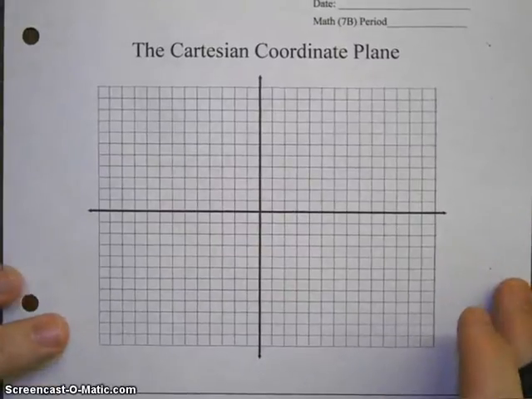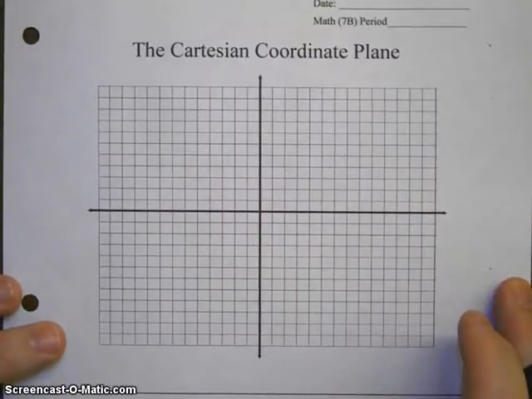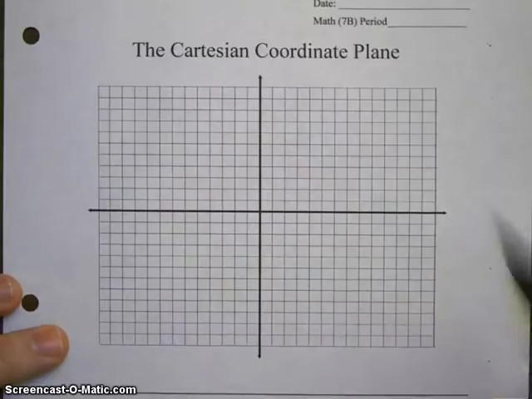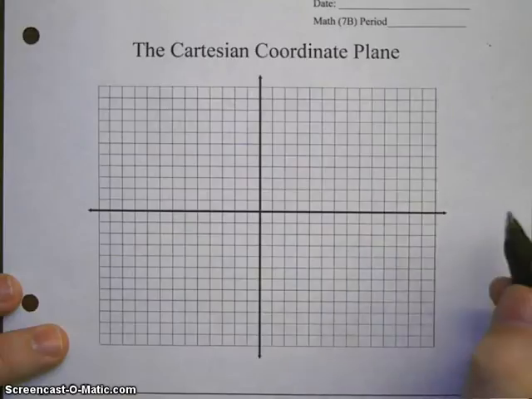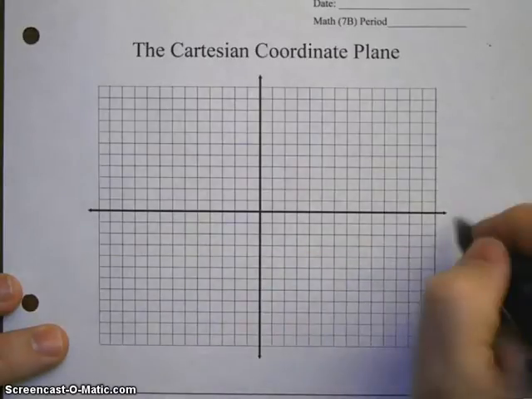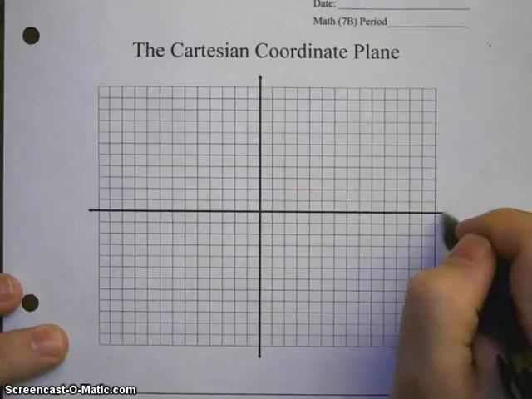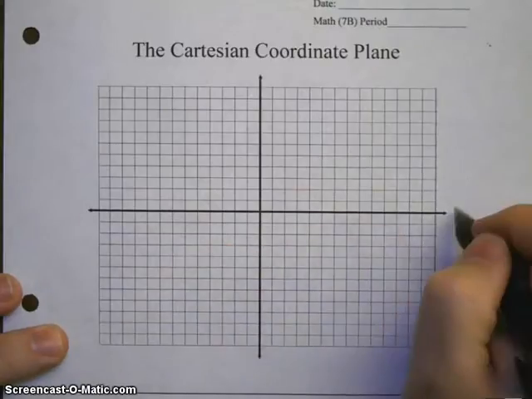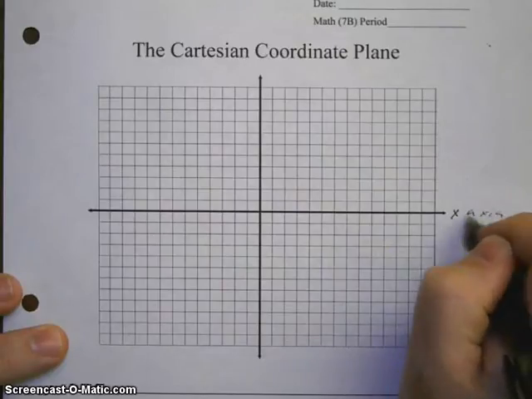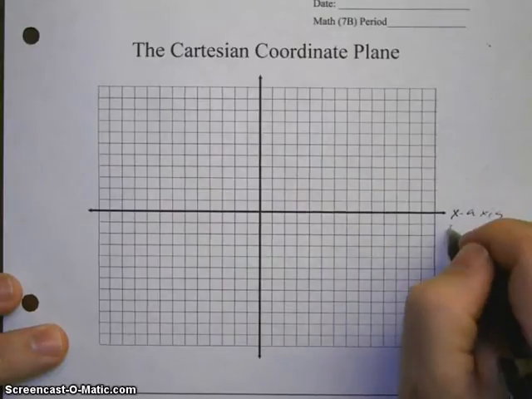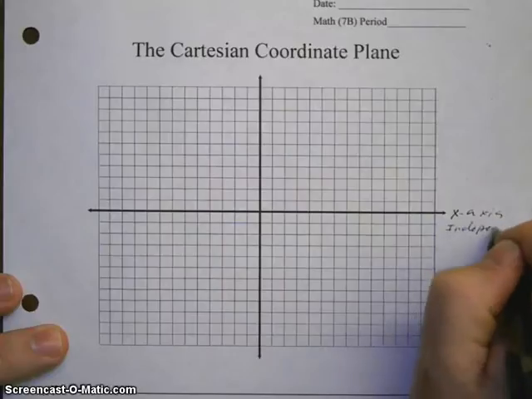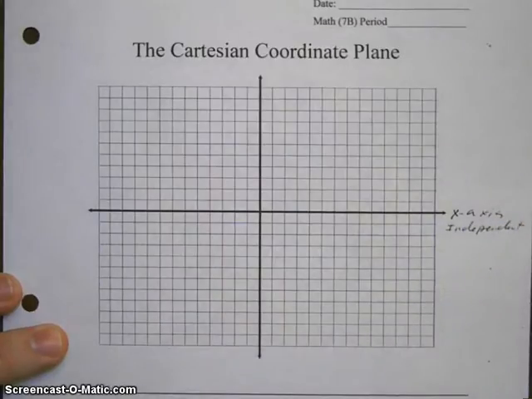Okay, today we're going to talk about the Cartesian Coordinate Plane. What we have on the paper is an example of the Cartesian Coordinate Plane. Some identifying parts first. The horizontal axis, this one, is sometimes referred to as the x-axis. What's more important for you to understand is that it is the axis for an independent variable. We call it the x-axis because in algebra a lot of times x is the independent variable.